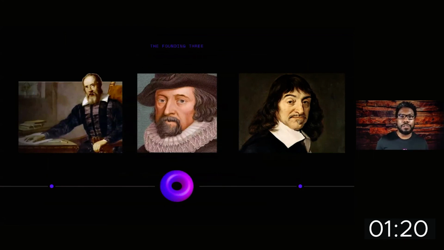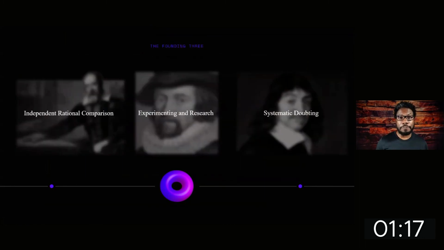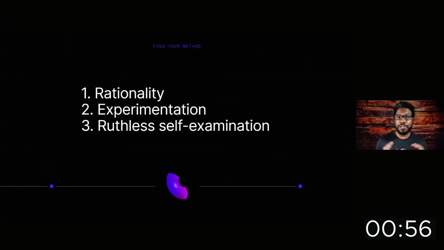Now, if we look at these three, Galileo, Bacon, and Descartes: Galileo's focus on independent rational comparison of theories about natural phenomena, Bacon's focus on experimenting and social norms promoting science and research, Descartes' reminder to always doubt and always test, you can see a certain kind of method forming. Now, there's no one scientific method, but they all have rationality, experimentation, and ruthless self-examination. And if you are wondering why you're doing what you're doing, question it, doubt it.